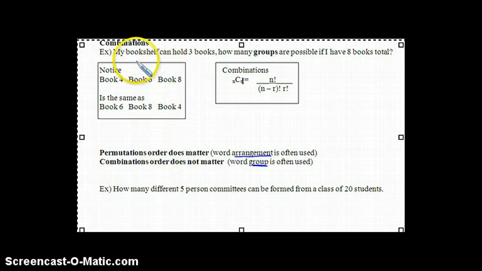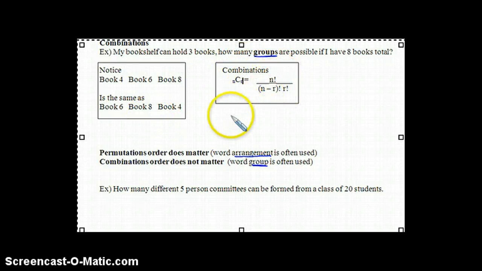So notice that my example says my bookshelf can hold 3 books. How many groups are possible if I have 8 total? So I don't want to know how many different arrangements I can have, like the previous time we did this problem. I changed the word here to groups. So pay attention that if you pick book 4, 6, and 8, that's the same 3 books as if you pick them in a different order, 6, 8, and 4. I still have those same 3 books, so that's considered one group. I wouldn't count it twice, like I would if it was an arrangement. So we're going to use the combination formula here.